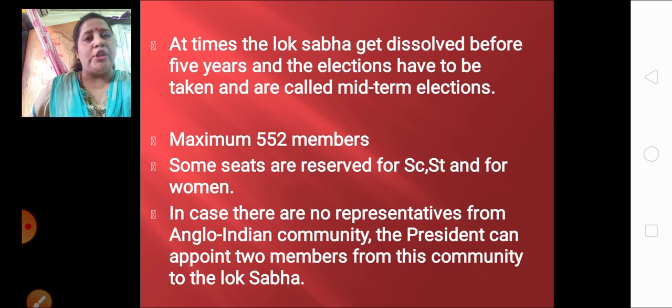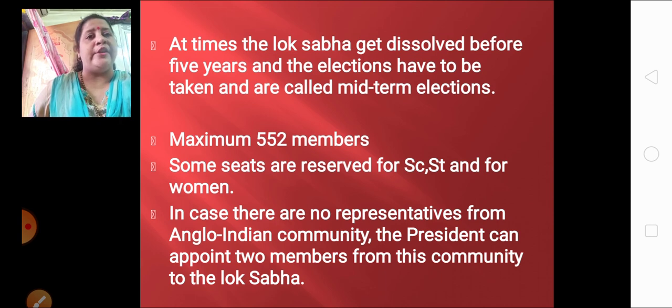The elections to the Lok Sabha are called general elections, correct? But those elections which take place in the middle, without completion of 5 years, are called mid-term elections. There are many cases in India wherein the Lok Sabha had to be dissolved in the middle, before the completion of 5 years. Now let's talk about the composition of the Lok Sabha. Maximum 552 members are there in the Lok Sabha.